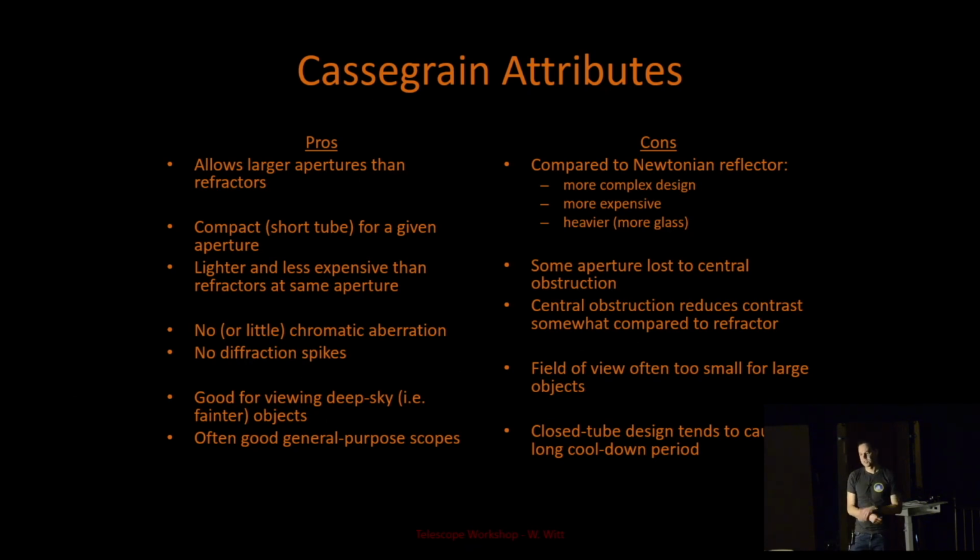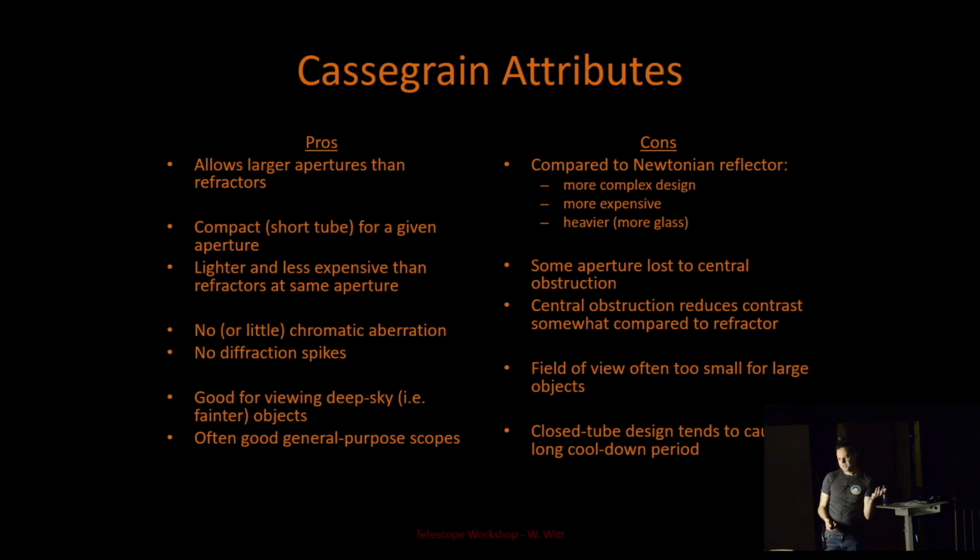They're quite versatile. Cons, compared to the Newtonian, they're more complex, so more glass, more potential light loss, more things that can go wrong. They're more expensive than Newtonians, and they can be heavier. But then you do have aperture loss to central obstruction. I think in the SCTs it's a little bit bigger than the secondary mirror in Newtonians.